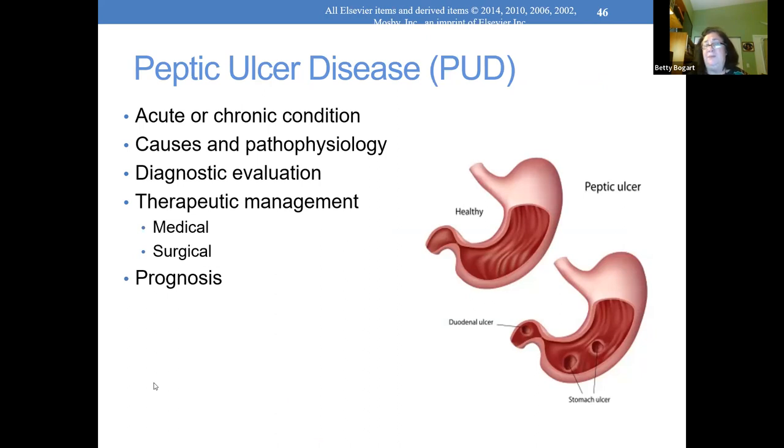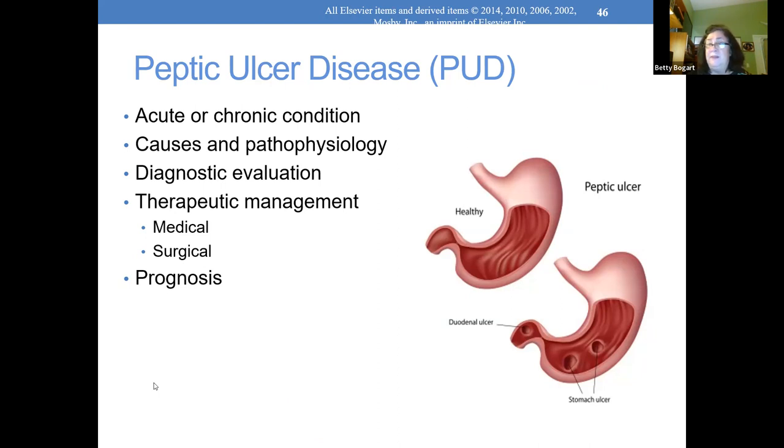Children do get peptic ulcer disease. I've had little six-year-old boys, and the parent says he's just a little worrywart. He worries about everything and has an ulcer, a lot of pain in the abdomen. Same treatment as we would with an adult.